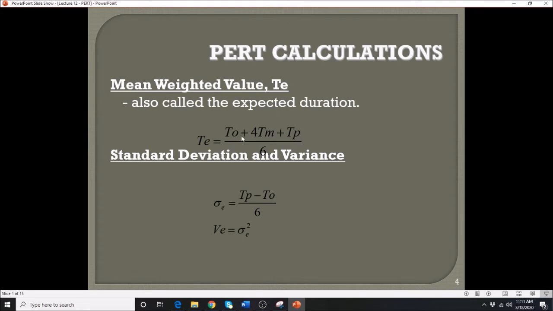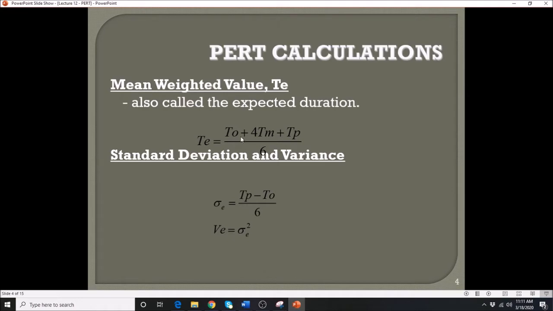To calculate the expected duration of a given activity, we just need the average value of the three time durations that we have. It is the sum of your optimistic duration, plus 4 times TM, because the most likely value is weighted 4 times, then plus your TP. Because we have 4 plus 1 plus 1, we need to divide it by 6. In statistics, that is what we call the average duration.